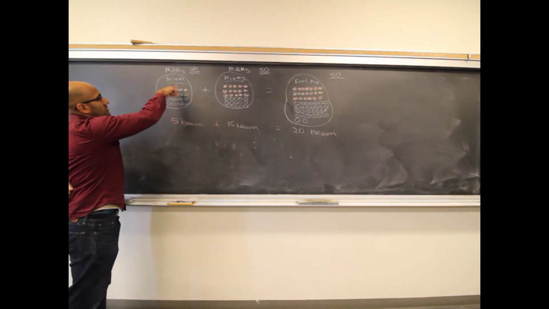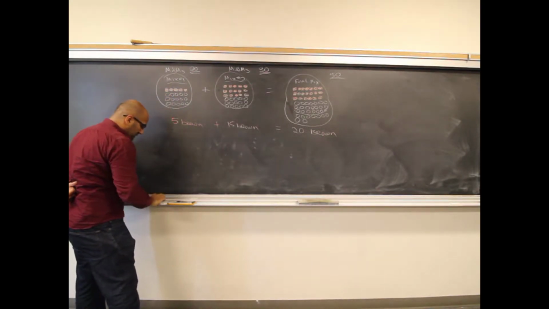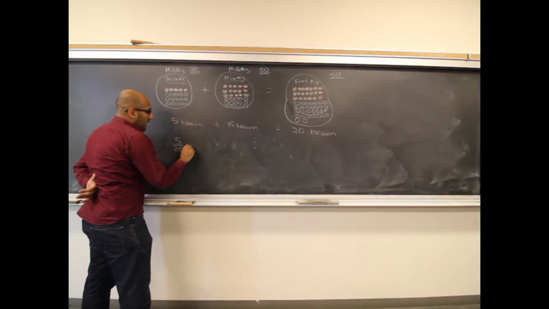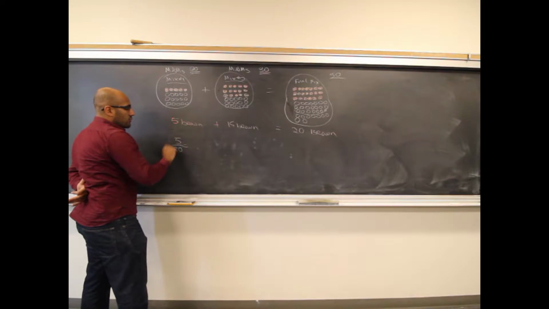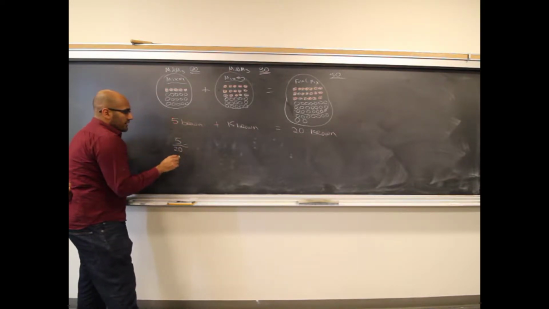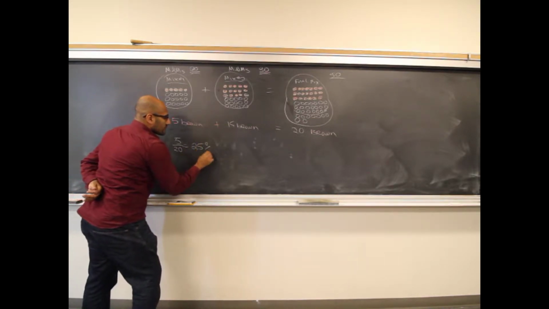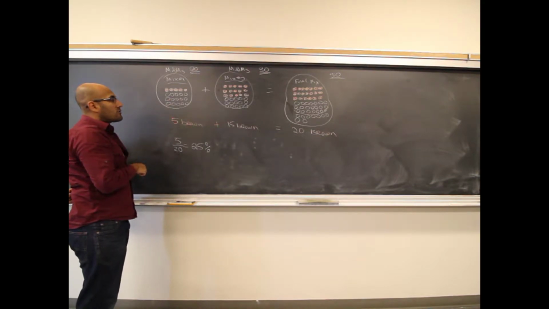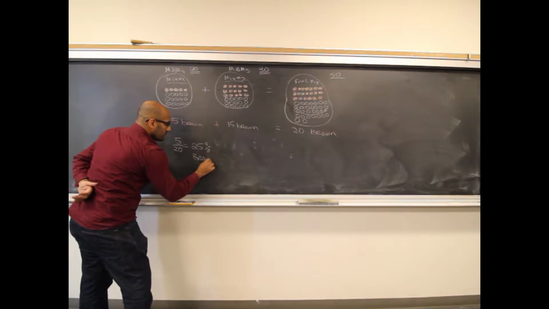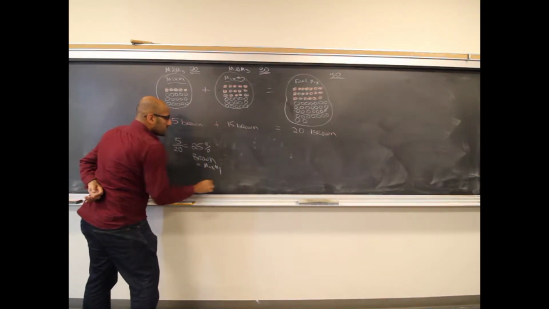Okay, let's look at the percentages. So there were 5 out of 20 brown ones here. So the percentage was 5 divided by 20 percent brown. So this is going to be equal to 0.25, or 25%. So I can say there's 25% brown in the first mix, 25% brown in mix number 1.